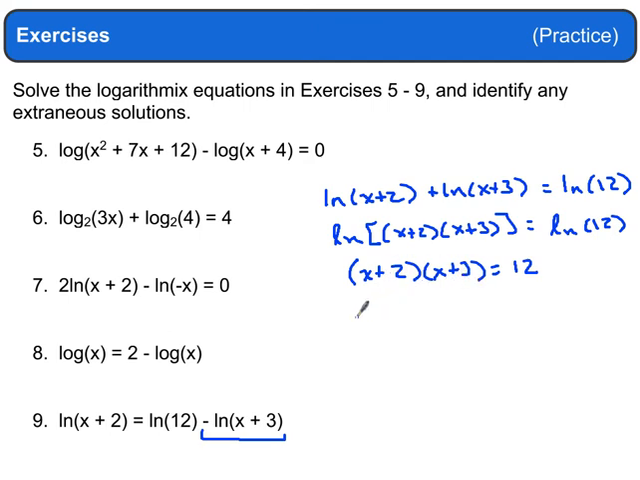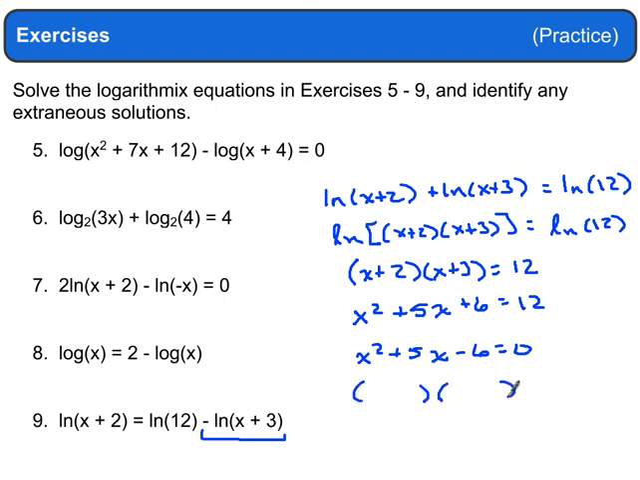So in this case, I multiply x squared. 3x plus 2x is 5x. 2 times 3 is 6. And I set that equal to 12. I'm going to minus 12 to the other side. So now I get x squared plus 5x minus 6 equals 0.